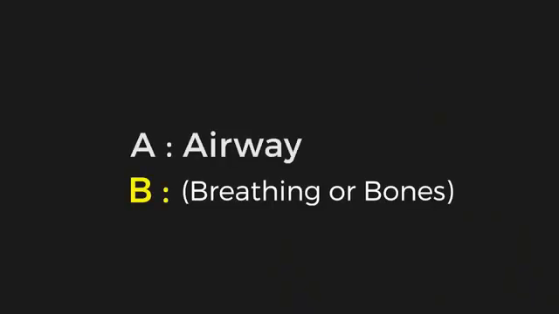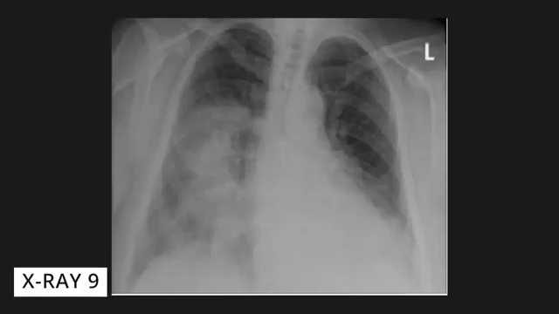Next to look for is the breathing or the lung fields, and B also stands for bones. So A, airway, B, either breathing or the bones. So first talking about the breathing. Air on X-ray looks black, but if in the lung fields you see white shadows or opacities, then that suggests there is a pathology in the lung.